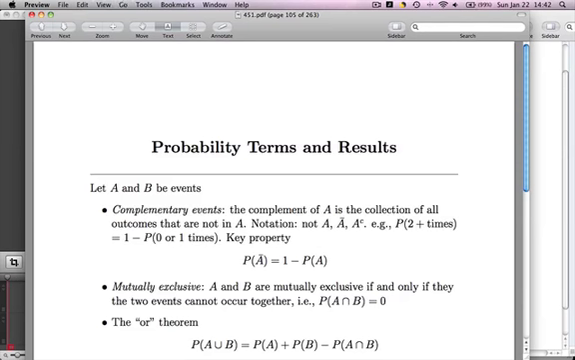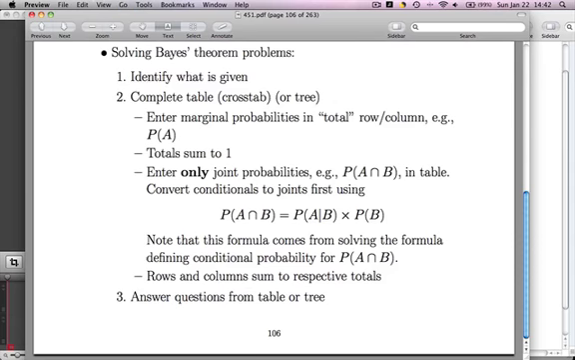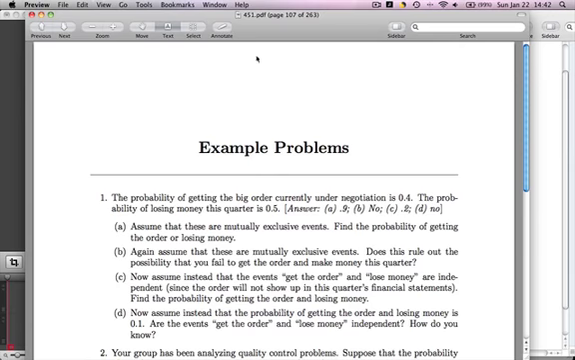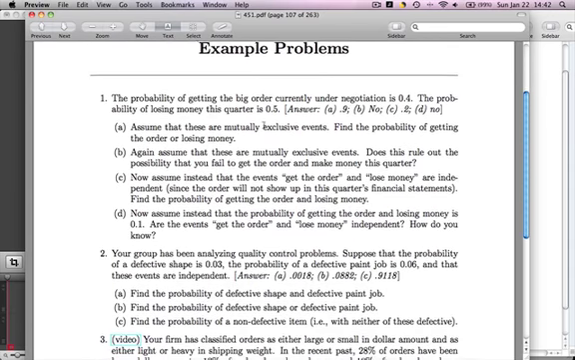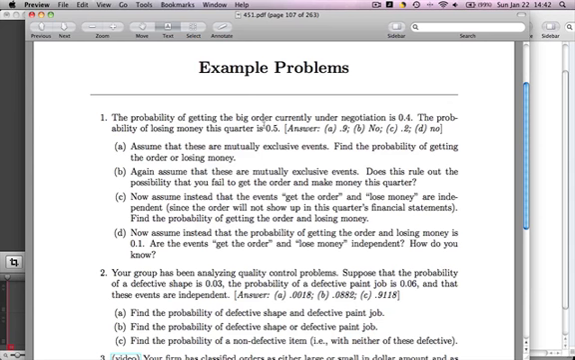We've just gone over these probability terms and results, and now it's time to do a few problems to illustrate them. So flip ahead about 2 pages, and you'll see some example problems. Let's take a look at number 1. The probability of getting the big order under negotiations is 0.4. The probability of losing money this quarter is 0.5.